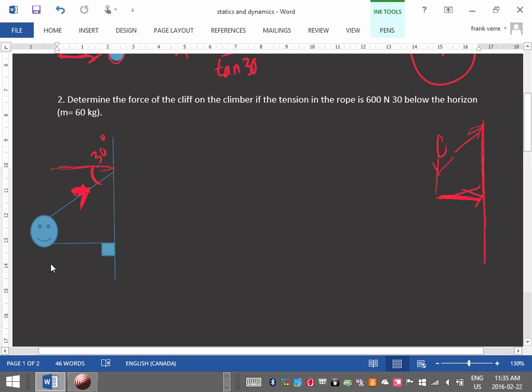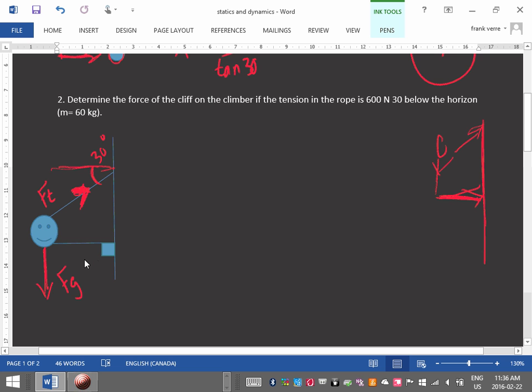Now, there's another force that we could draw, which is this. What would that have to be? So this is the tension. What would this have to be? This has to be the weight.